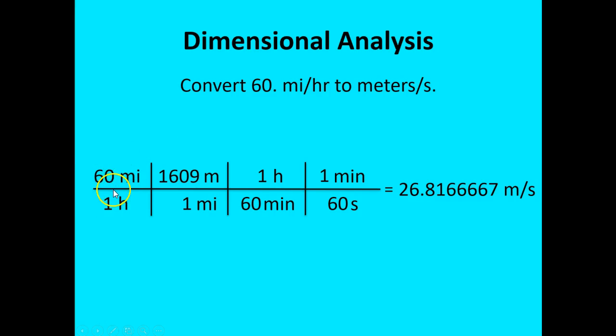This is a measurement that has 2 significant figures, 60. This is a rounded number, but it has 4 sig figs. These are exact numbers. These are exact numbers. Therefore, the smallest number of significant figures in here is the 2 for the 60. And therefore, I'm going to report that as 27 meters per second.